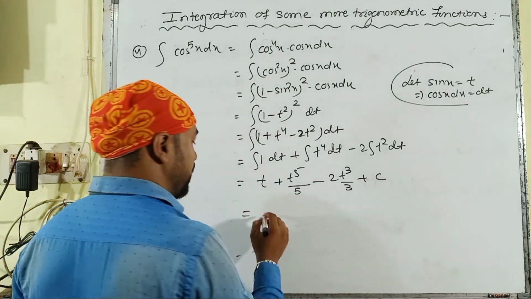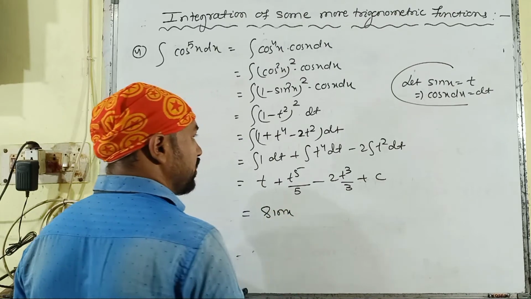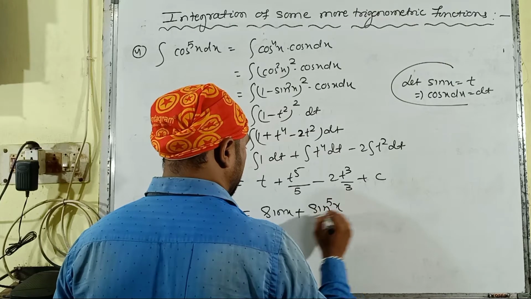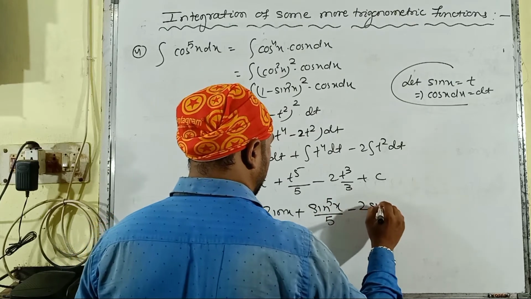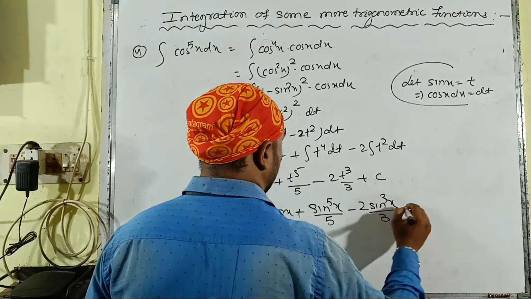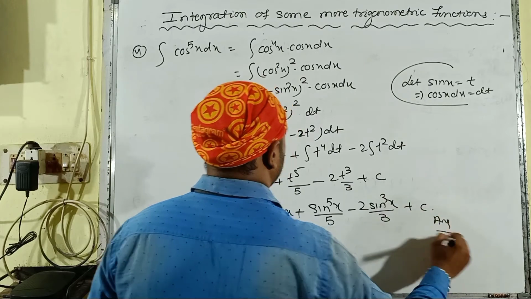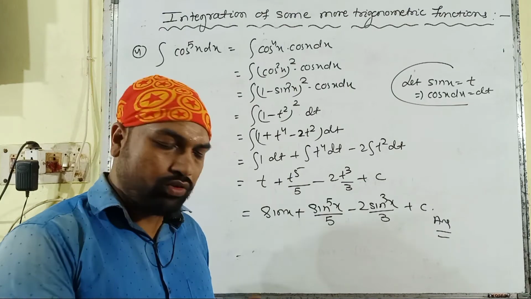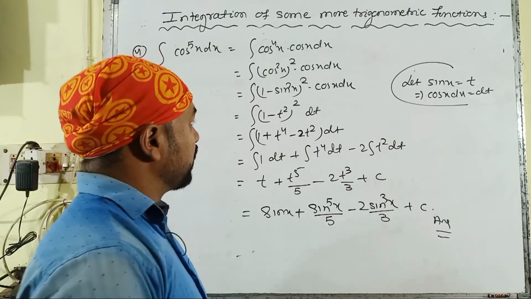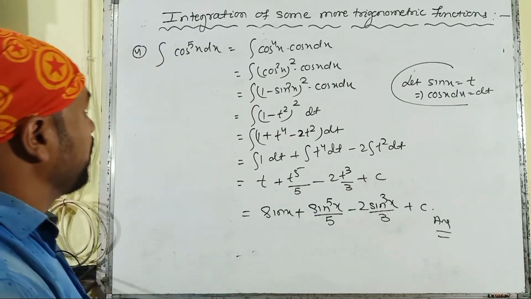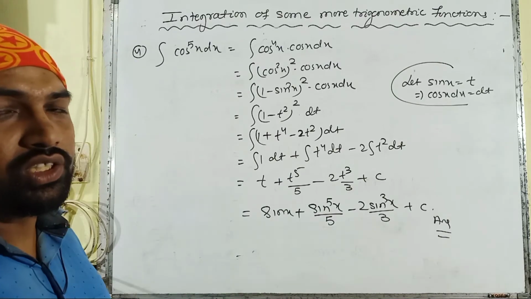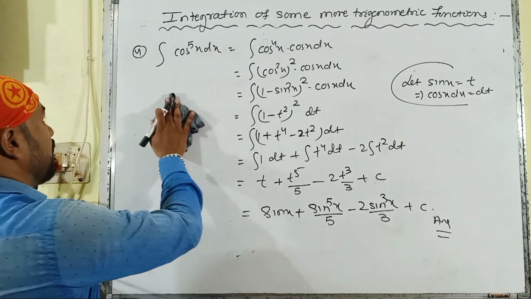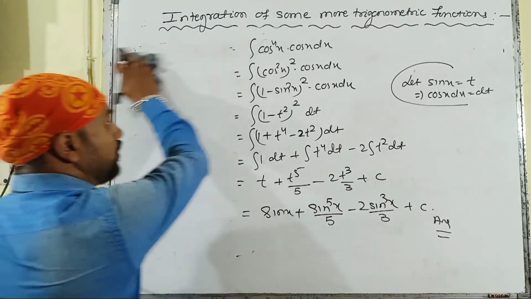The value of t is sin x. So by putting it here, we get sin x plus sin to the power 5x divided by 5 minus 2 sin cube x divided by 3 plus any constant c, and this is the solution for the given problem number 4. So here we have discussed 4 problems based upon the odd positive integer powers of sin x and cos x.